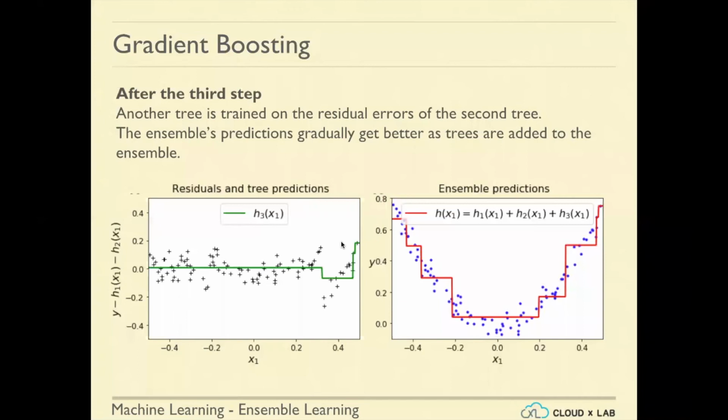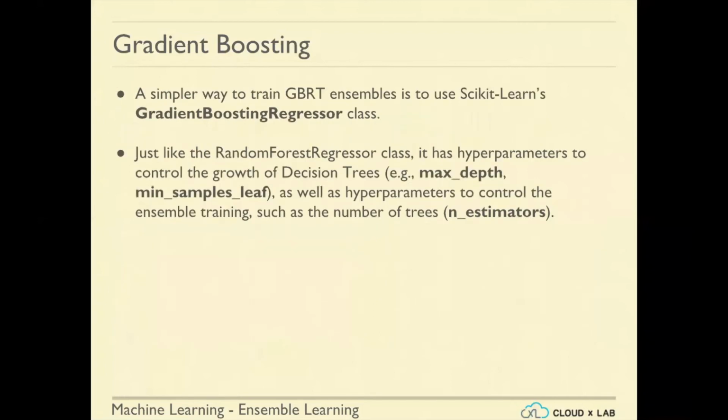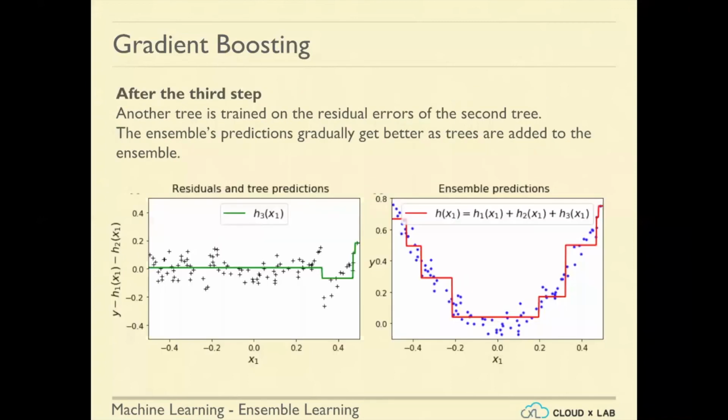So after the third step, another tree is trained on the residual errors from the second tree. The ensemble's prediction gradually got better as trees are added to the ensemble. Okay, so this is how it happens. In practice, you might have like 50 trees in the sequence, and we could do the gradient boosting.